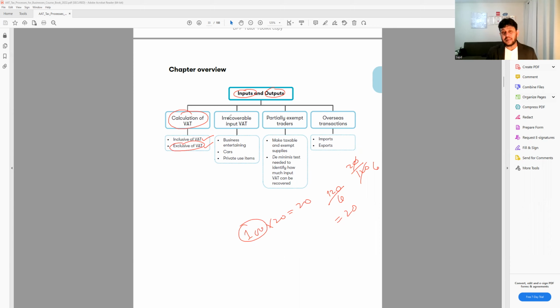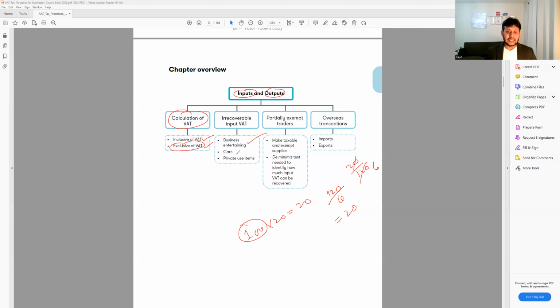The next one we have is irrecoverable input VAT. Irrecoverable input VAT is some of the input VAT we have that is not possible to recover. That means even though I paid the VAT, I will not be claiming it back from HMRC. There are a few sorts of transactions and areas where we are not allowed to claim the VAT. For example, business entertainment. If you invite all of your customers for a Christmas party, or you give a gift to your customer just to entertain them, the things you buy for your customer and pay the VAT on, you are not allowed to claim it back.